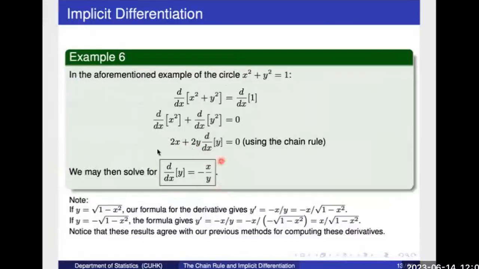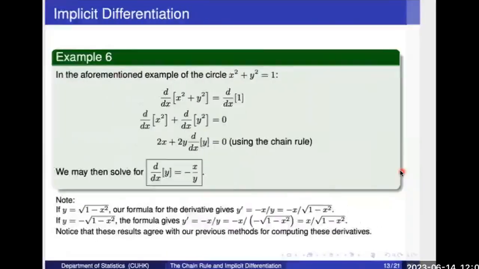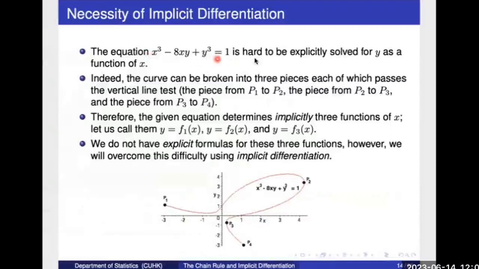Now, let's discuss why implicit differentiation is necessary. The equation x cubed minus 8xy plus y cubed equals 1 is hard to solve explicitly for y as a function of x. Indeed, the curve can be broken into 3 pieces, each of which passes the vertical line test. Therefore, the given equation determines implicitly 3 functions of x. Let us call them y equals f sub 1 of x, y equals f sub 2 of x, and y equals f sub 3 of x. We do not have explicit formulas for these 3 functions. However, we will overcome this difficulty using implicit differentiation.